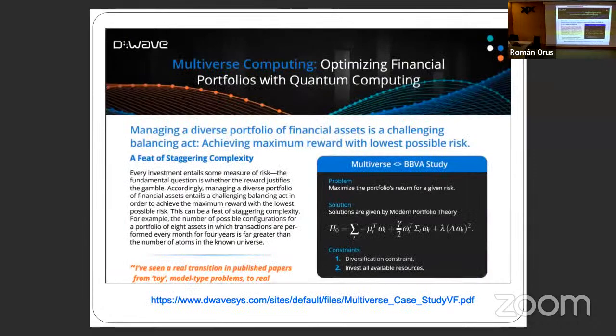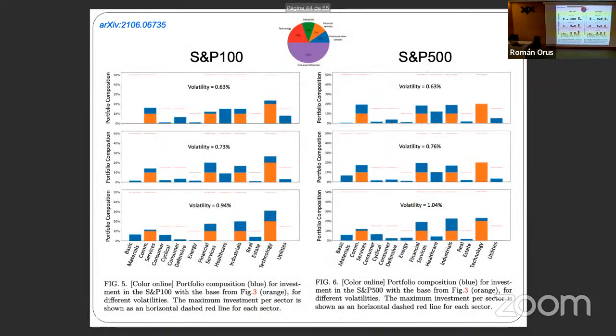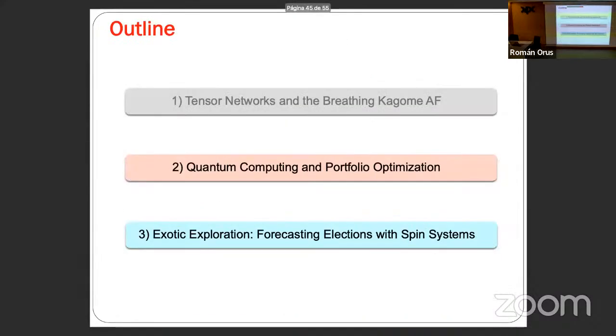I will not go into that. D-Wave was very happy about this. They did a highlight. You can also take a look. This is the type of compositions that you have, where we are able to put constraints to divide it in terms of different sectors. Well, that's it.